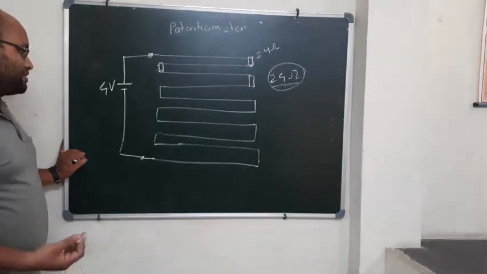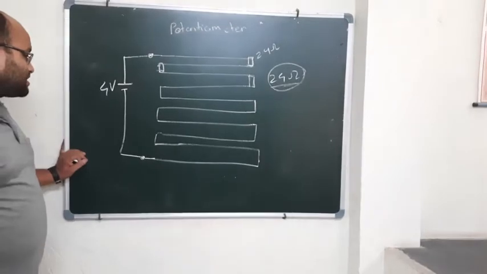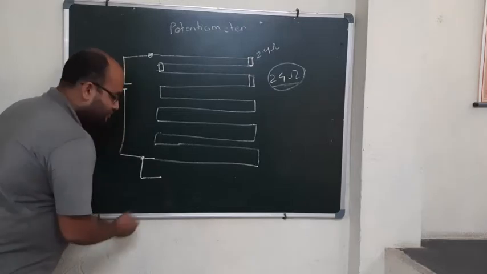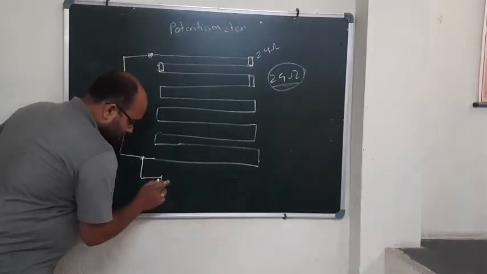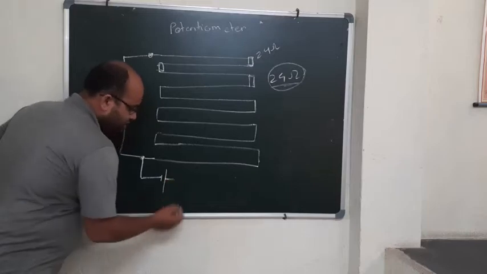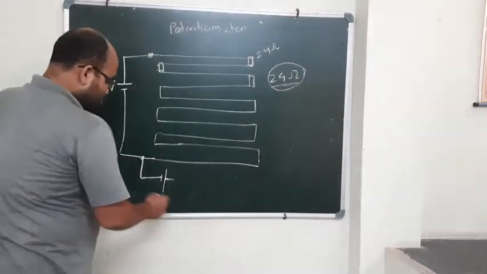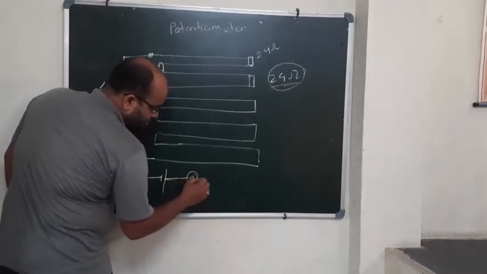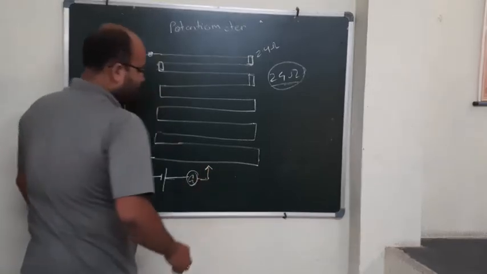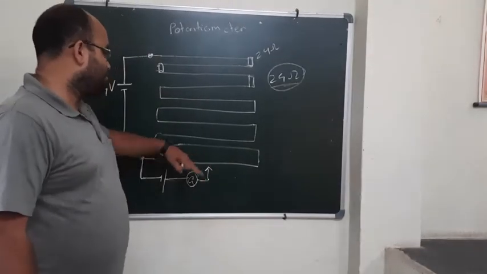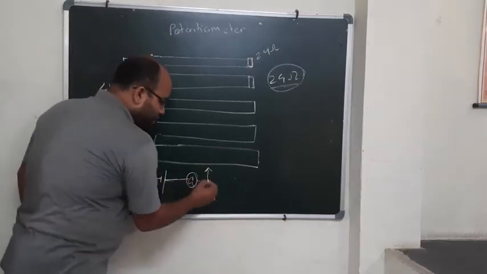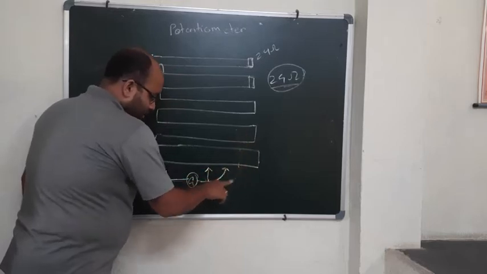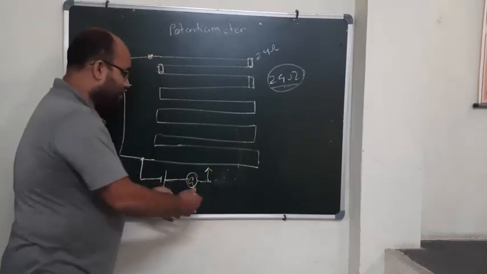Now suppose we need to measure an EMF. Suppose this one is the unknown cell whose EMF I am going to measure. I am connecting a galvanometer over here, and then we have a pointer. This pointer can move to any place, so I can connect it over here, over here, anywhere I wish.